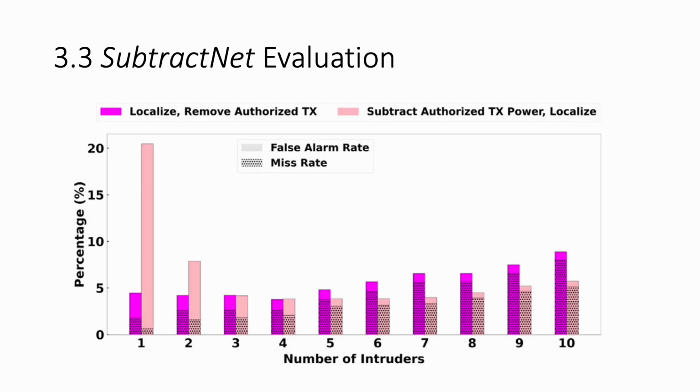Here is the evaluation. So we can observe that when the number of intruders is 3 or more, the new approach, the SubtractNet, which is the pink bars, will have a better performance than the alternative, which is localize all, then remove the authorized transmitters.